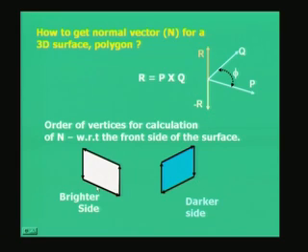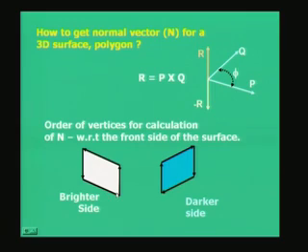We follow the following notation, that the brighter side of a face is visible when we are seeing the face, and we take the vertices in a counter-clockwise arrangement. The reverse side will be clockwise. So, that means if you take the clockwise arrangement of vertices, you are basically looking into the darker side, and if you take the arrangement in a counterclockwise order, it is the brighter side.